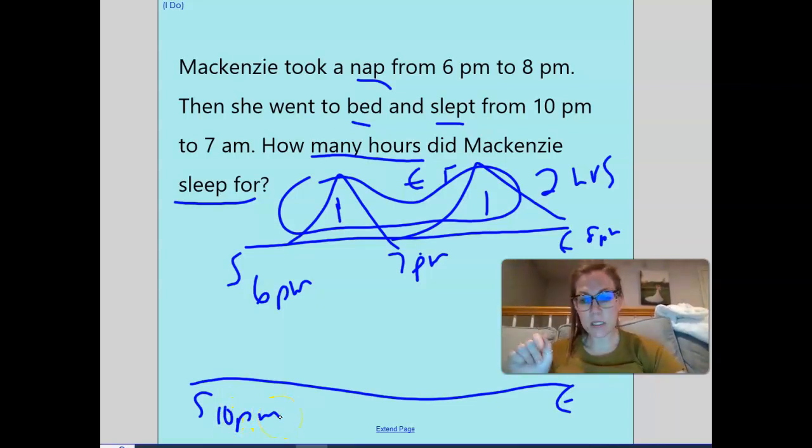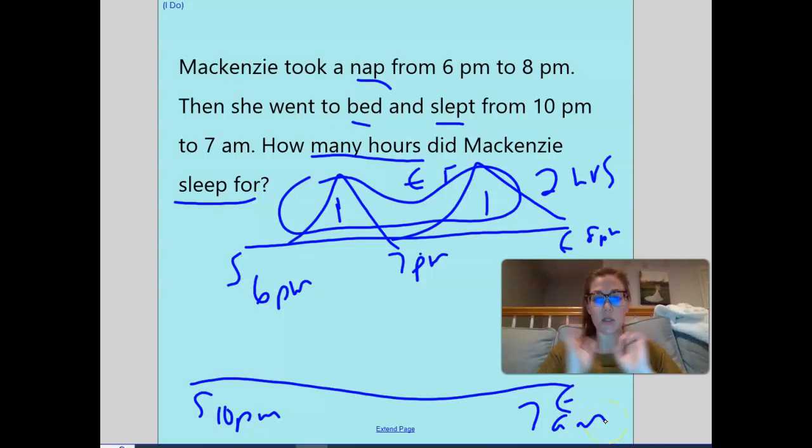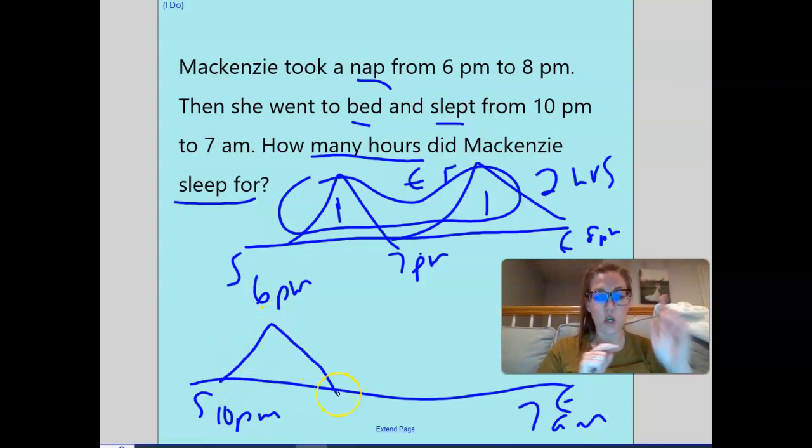And she sleeps until 7 a.m. Okay, so p.m. to a.m. So I'm going to do a few jumps. First, I'm at 10 p.m. I'm going to get from 10 p.m. to midnight. How many hours does it take to go from 10 p.m. to midnight? That would be a 2-hour jump.